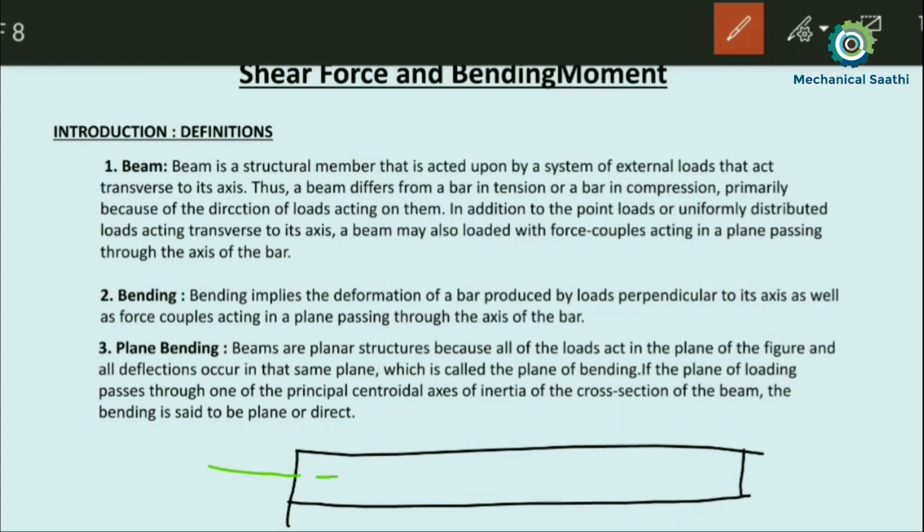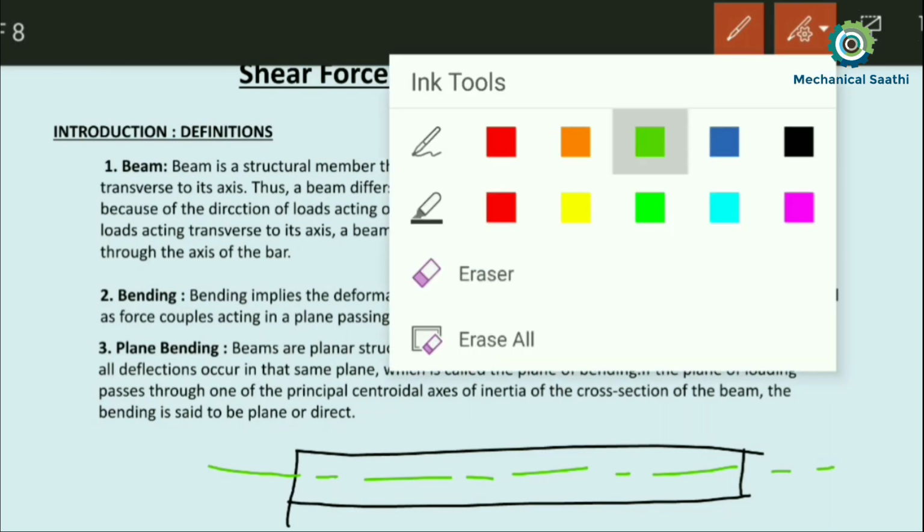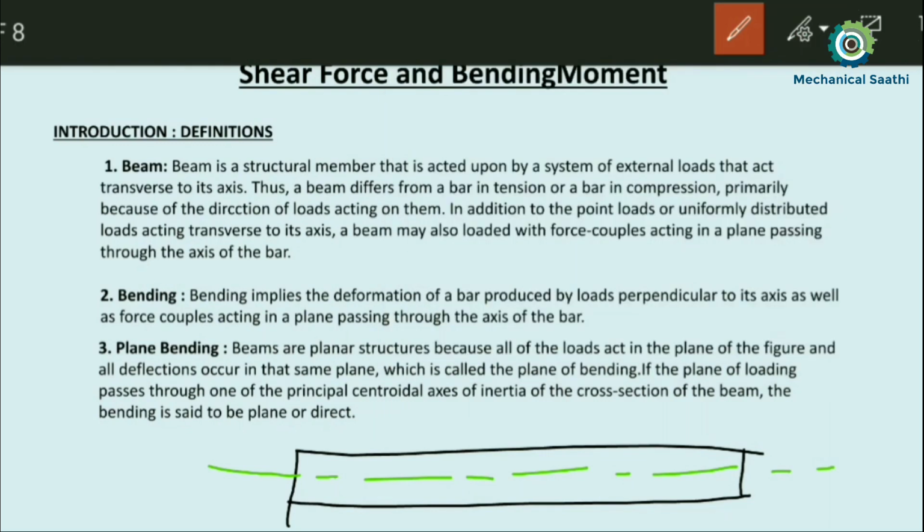Okay, so this is the axis of this beam, and let me show the cross section of the beam. Let us say this is a square cross section of beam. Let us consider this as a square, that means the side of this square is a. If we see, the axis will pass through this center point.